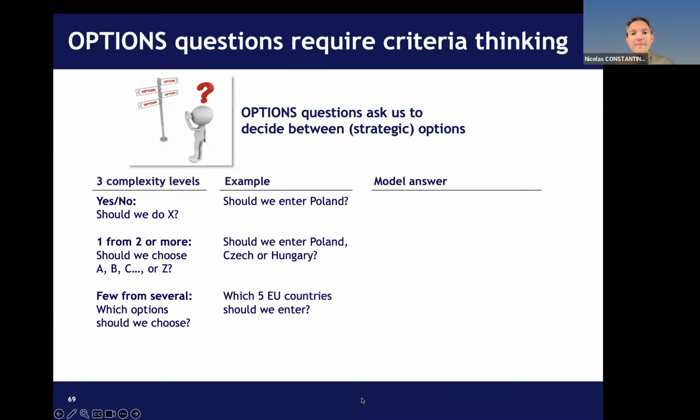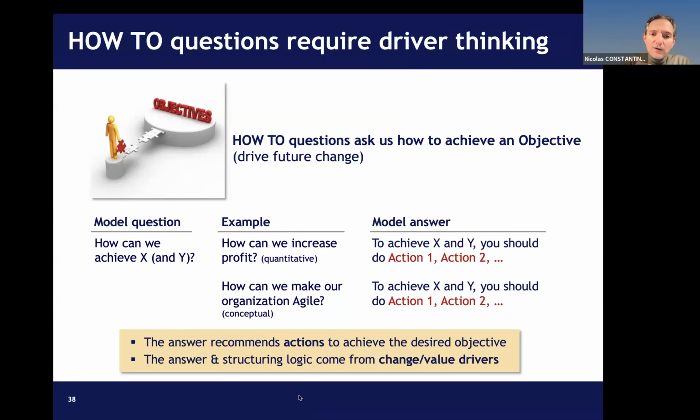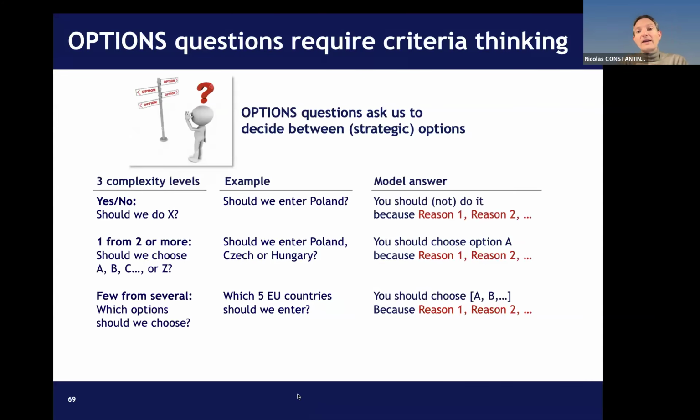Now, again, it helps to think about what an answer to this looks like, because the answer is going to guide the way we think. The answer to these questions is going to be, choose these options, because of these reasons. Remember before, when we were looking at how-to questions, what was driving our thinking was actions. And so we wanted to come up with structures that gave us the types of actions. But now we're looking at a question whose answer is based on reasons.